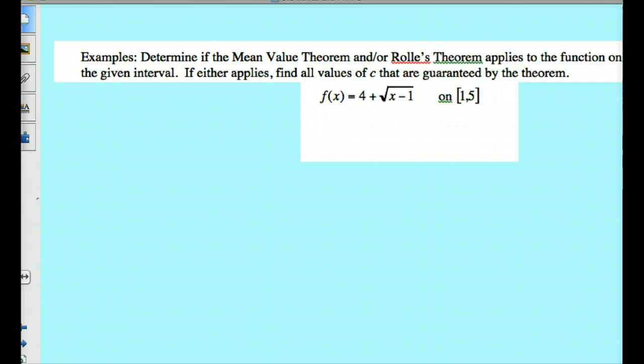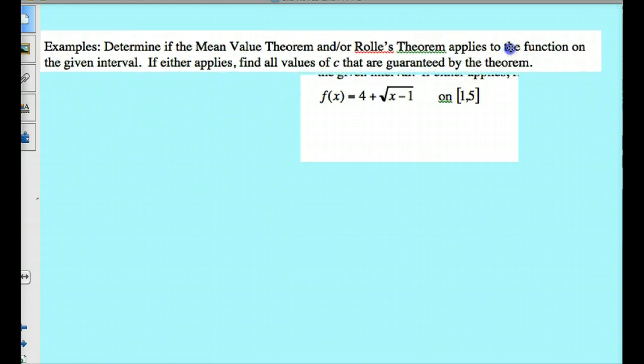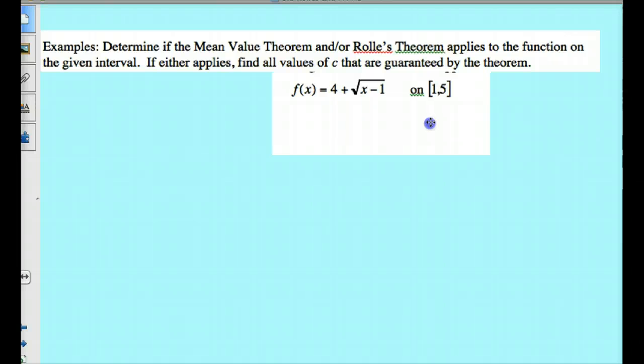You are going to need a lot of the space that I've given you. There's a very small amount of space in that section, but just go ahead and follow along. The first step is to make sure that all your conditions are met. According to the directions, it says, determine if the mean value theorem or Rolle's theorem applies to the function on the given interval. If either applies, find all values of c that guarantee the theorem.